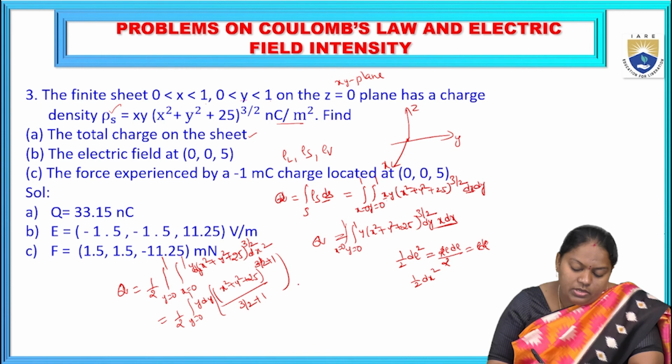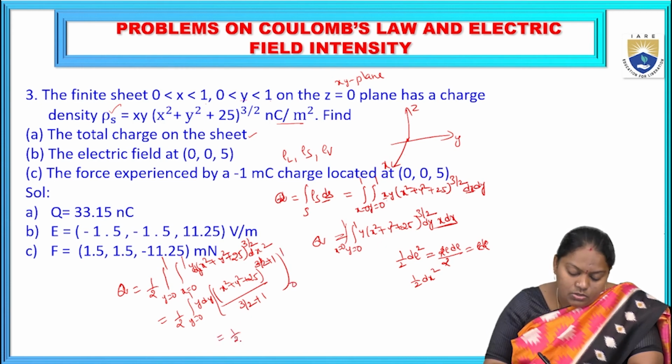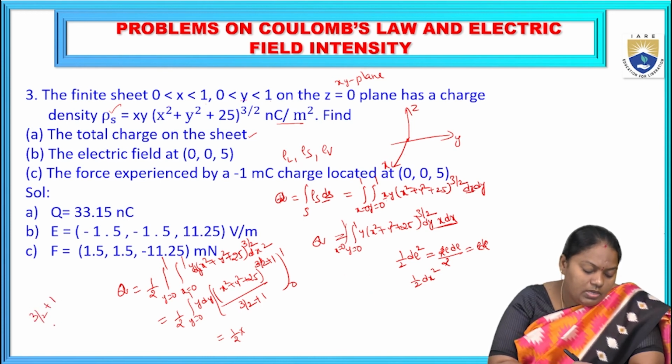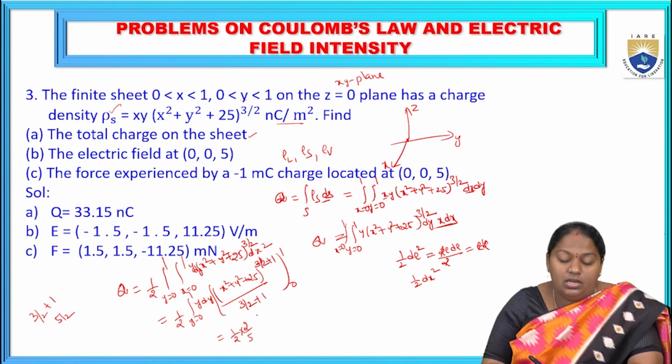And we are substituting limits as 0 to 1. So which is equal to 1 by 2 into, in the denominator, 3 by 2 plus 1, that is 3 plus 2, means 5 by 2. And if you are considering it as 2 by 5, why? Because this 5 by 2 is there in the denominator. If you take it into the numerator, then it becomes 2 by 5 into y dy.